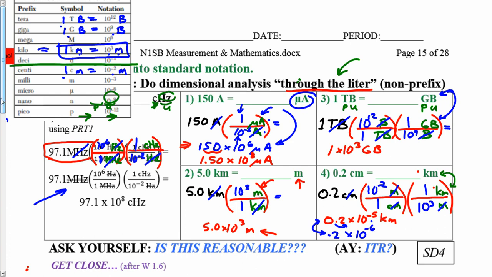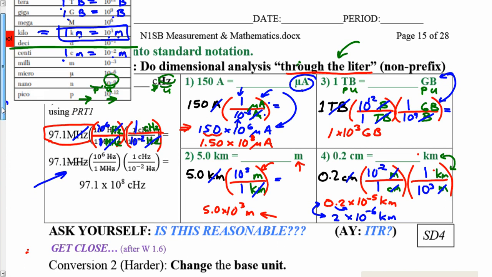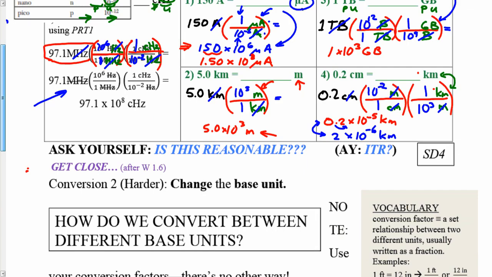And let me clean that up. That looks like a negative sign. There we go. That 10 to the negative 5th becomes 10 to the negative 6th kilometers. And there's your standard scientific answer to that. Okay. Now finally, one last tip on this. We'll worry about those harder conversions later on.